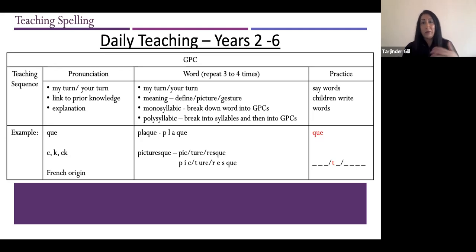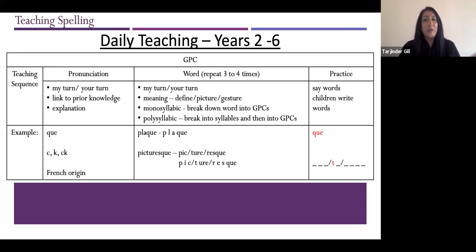So I'd have maybe 3 or 4 words, and I would do my turn, your turn with the words. I would go through the meaning of the word. Now, that depends on the word itself. You might want to define that word. You might want to use a picture or a gesture to explain it, depending on the word. And like I said, initially when you look at this, it feels like, oh, that's a lot to do. But as you start to teach it in this way, it just becomes second nature. And these lessons are actually quite quick.